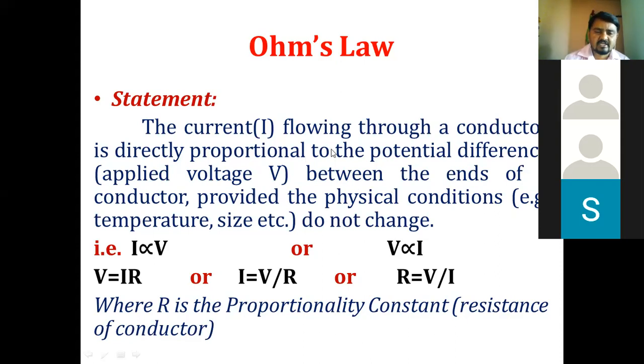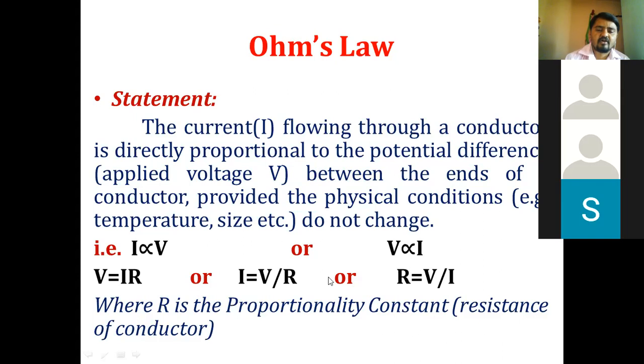According to this statement, we can say that I is directly proportional to V, or V is directly proportional to I. Some members have told that V is directly proportional to I, or current is directly proportional to the voltage, or voltage is directly proportional to the current. Both are the same only. V equal to IR, you have told that. This R is nothing but the proportionality constant we have taken here. Here V is directly proportional to I.